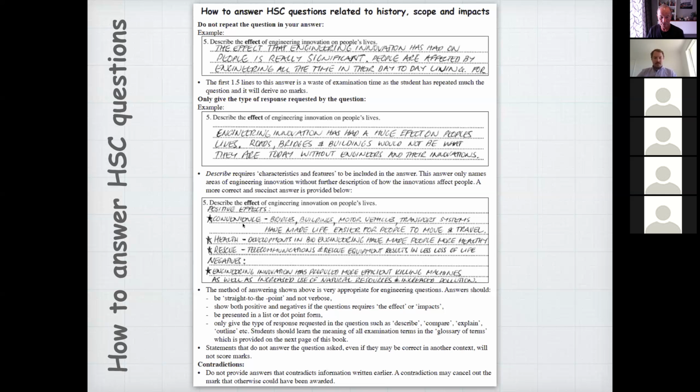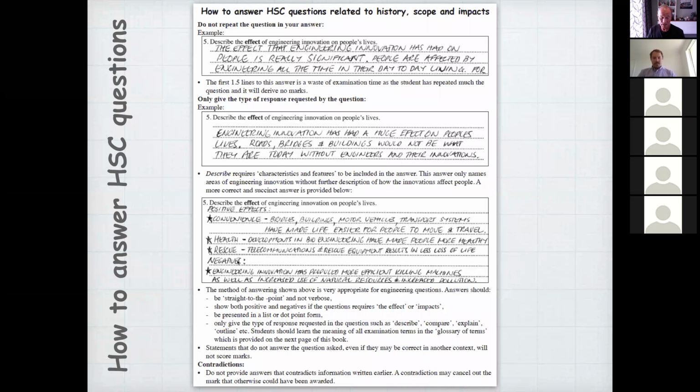And you've got to put a conjunction in. You say convenience such as blah, blah, blah. You've got to qualify your answer there so that you get the described marks. And so this is what I try and get my students to do. The method of answering shown above is very appropriate for engineering questions. Answers should be straight to the point. I like these straight to the point answers here.